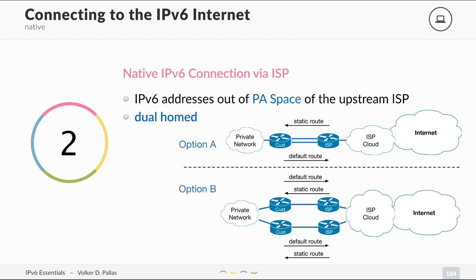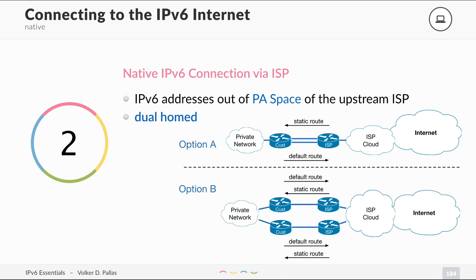The second option is the same thing. You get IPv6 addresses out of the PA space of the provider, so it's not your own space, but it's the provider space, and you are dual homed in this case, which means you have two connections, you have more redundancy. Option A, you have two connections between the same routers. Redundancy is a bit higher in case the cable fails, the SFP fails, something, but if the router fails, you're still down.